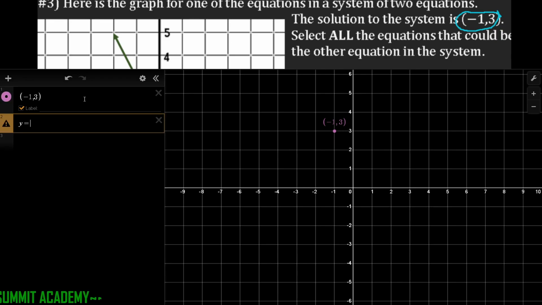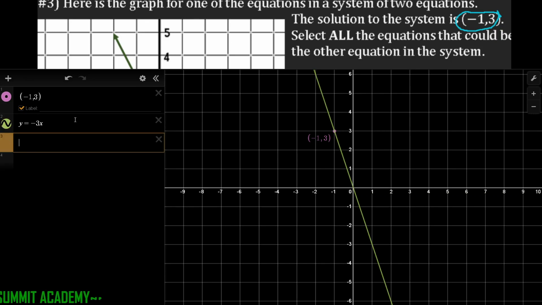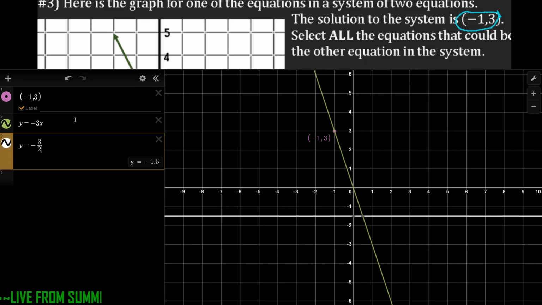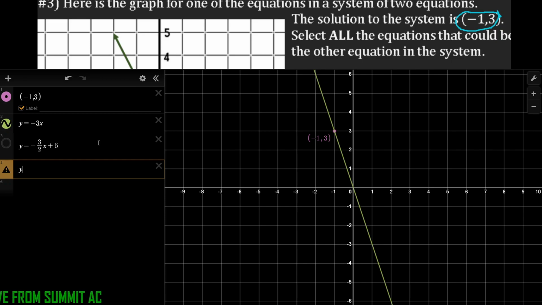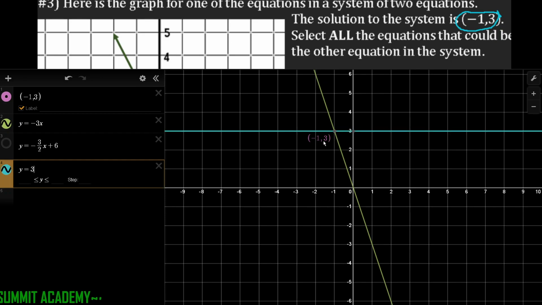So we have y equals -3x as our equation, and so this one's going to be good. I'll leave it up for now. Second one, it says y equals -3/2 times x plus 6. So notice how that one does not go through the point. So we're going to say that one is not a solution, so I'm going to get rid of that one. Third one is just y equals 3. That one's good. It goes through the point (-1, 3).